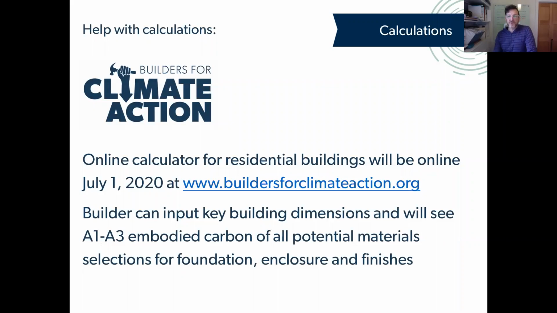So if you don't want to do your own calculations from source, which are interesting to do, and it's good to know the methodology, which is why I bothered to go through it with you, there are some tools that I'm going to show you that make this easier. The first of which is one that we've just come up with at Builders for Climate Action, and it should be on our website this summer, hoping by July 1st.